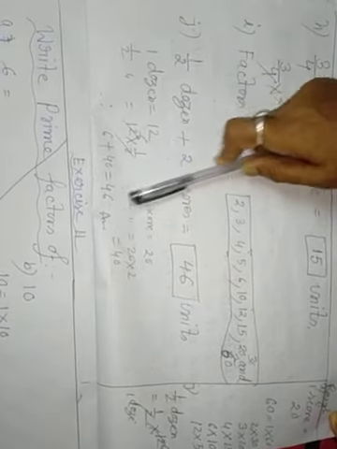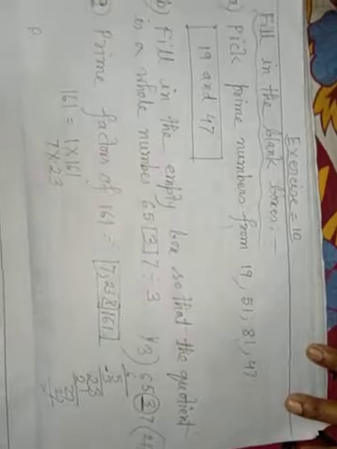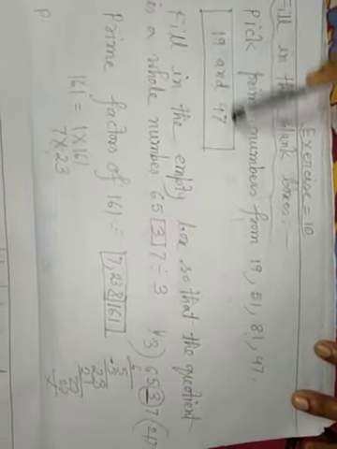This is your chapter 10. I will repeat it again. Chapter 10. Fill in the blank boxes. Pick prime numbers from 19, 51, 81, 47. Prime numbers 19 and 47.